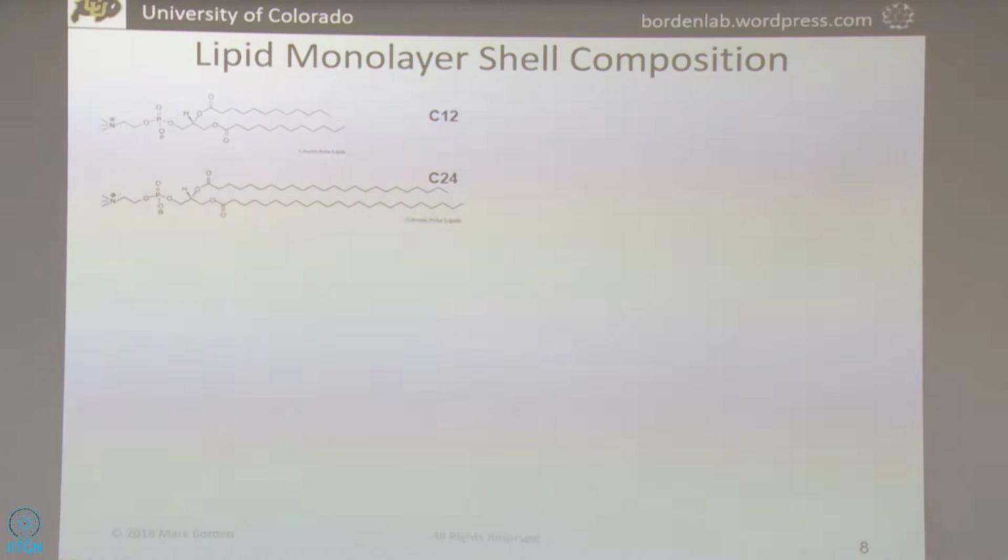Now, the thing is, these can be synthesized at really high grade. So you can purchase these from companies that will synthesize these for you. Like in the United States, Avanti Polar Lipids. There's NOF in Japan. I'm sure there must be a company in India. Does anybody know a company in India that makes synthetic lipids? There's certainly companies in Europe that do it.